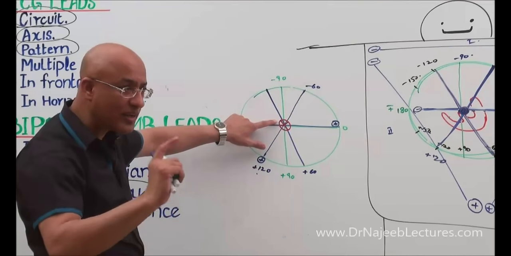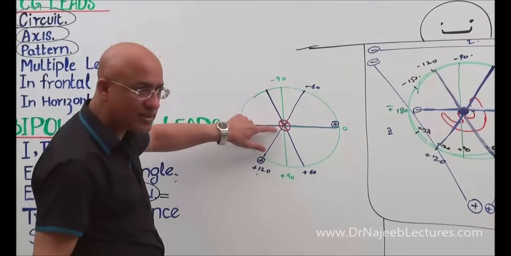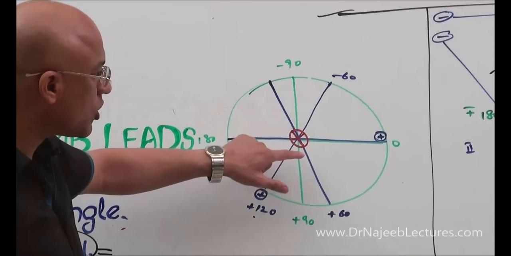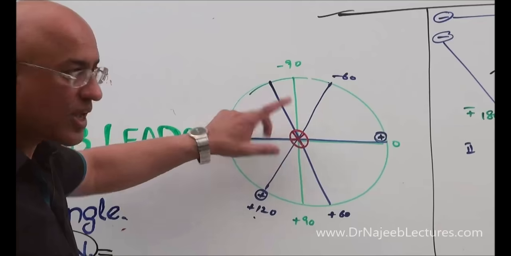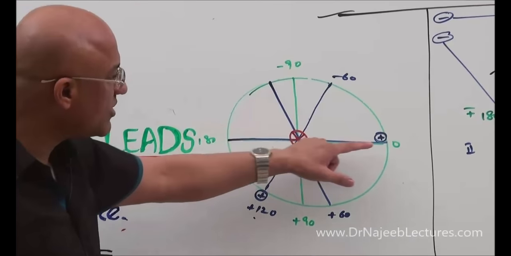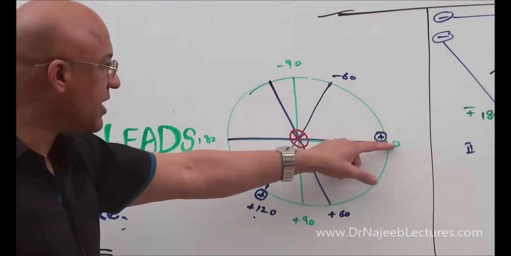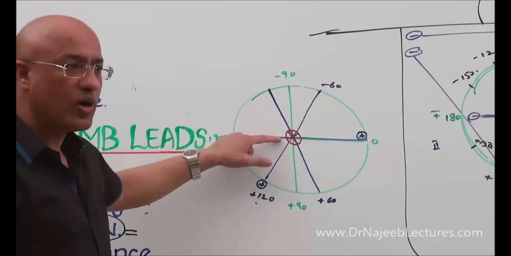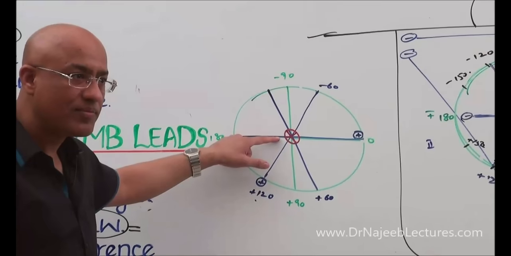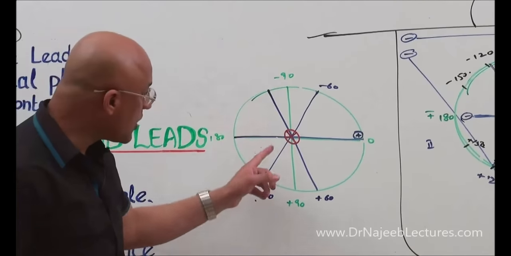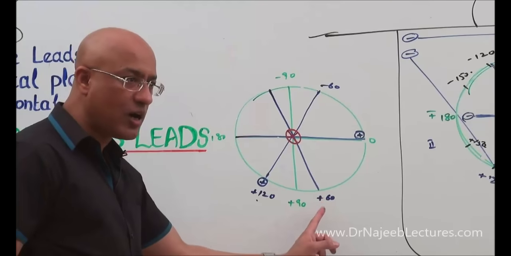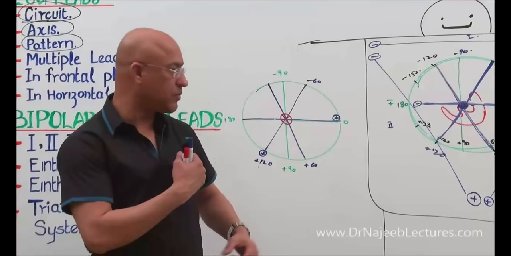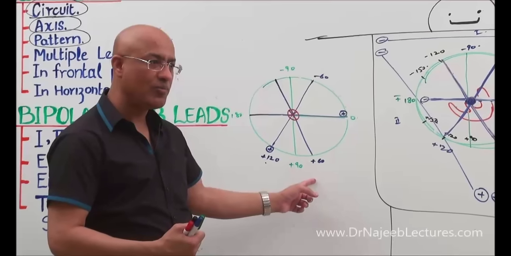Now look at the same thing from a different perspective. If this is your heart, let's suppose, and these leads are crossing at the midpoint of the heart. Then lead number one is looking from the left side, right at 0 degree angle to the heart. Bipolar limb lead 1. Bipolar limb lead 2 is looking from down to upward and rightward to the heart from a 60 degree angle.